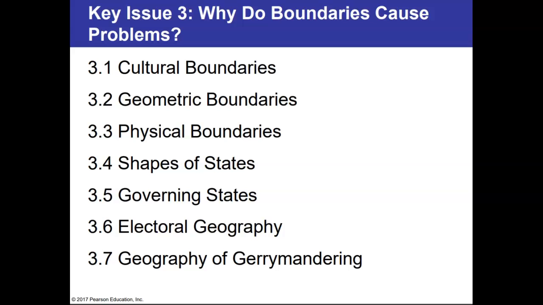Physical boundaries, on the other hand, are determined by Mother Nature. Often we see that physical features such as mountain ranges, deserts, or rivers can play natural borders between states. And so again, these are examples of physical boundaries. Different types of boundaries is what we will focus on for Part 1 of Key Issue 3. And Part 2 will focus on the second set, focusing on shapes of states, governing states, electoral geography, and the geography of gerrymandering.